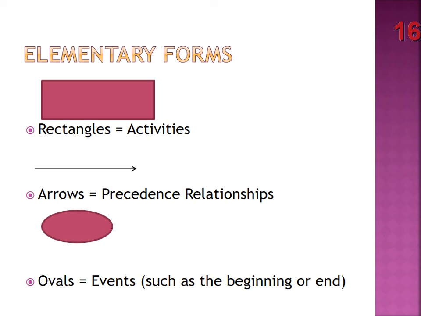Okay, the arrows are just the precedence relationships, how we link things together. Ovals are the events such as the beginning or end. Really, I'm not super hung up on the fact that you need to have an oval at the beginning or the end, but that really is the only place you should have those on your diagram, at the beginning or the end. Okay.